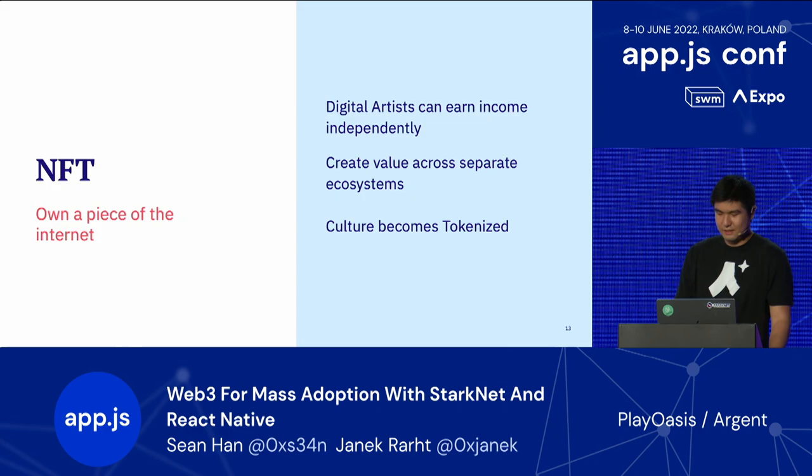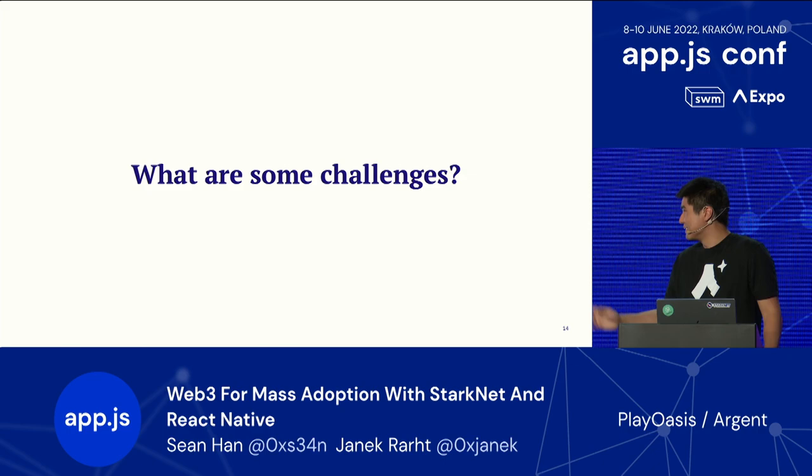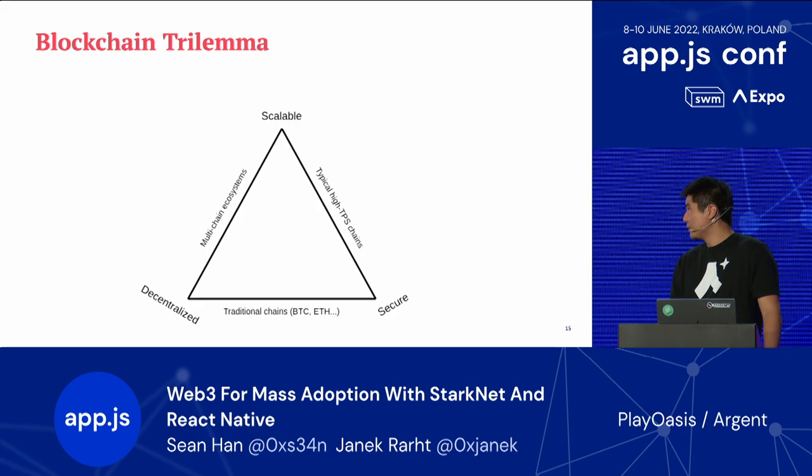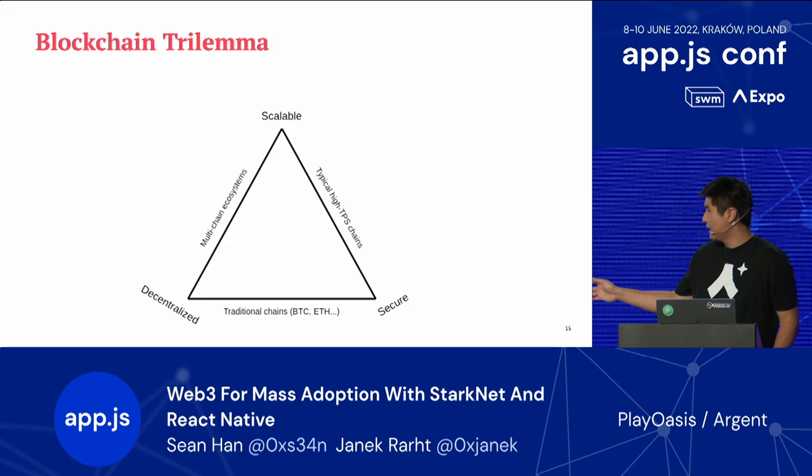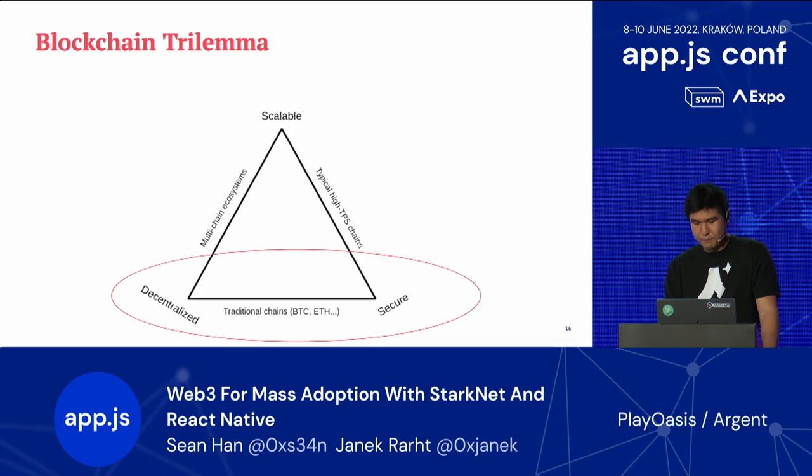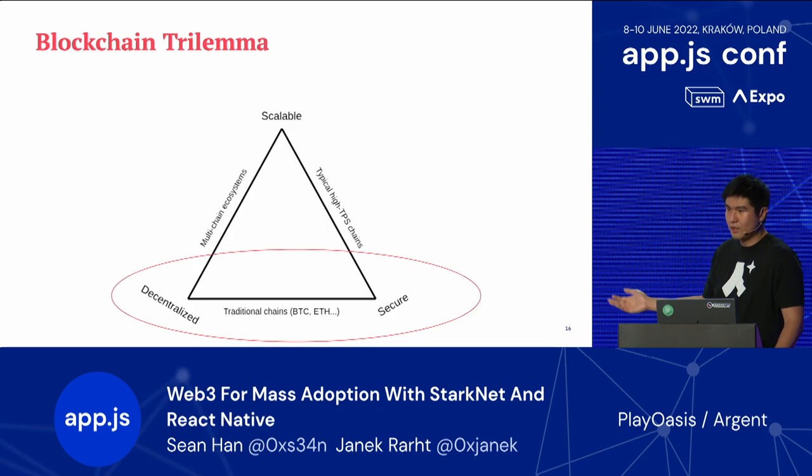So obviously, it goes without saying there are a lot of challenges in the blockchain and crypto space, and I think the biggest one is the blockchain trilemma, right? Typically, you can only pick two out of the three. And if you look at some of the most valuable blockchains, like Bitcoin and Ethereum, they typically choose decentralized and also secure, which, in my opinion, makes a lot of sense.